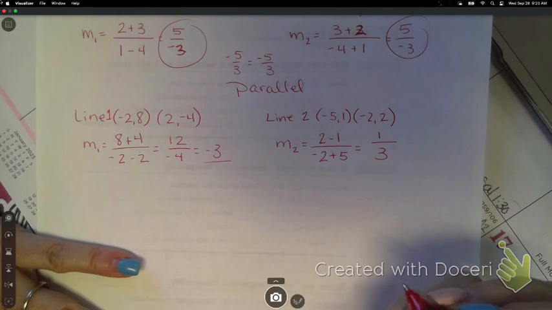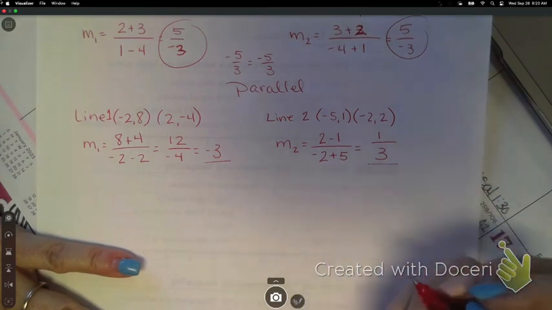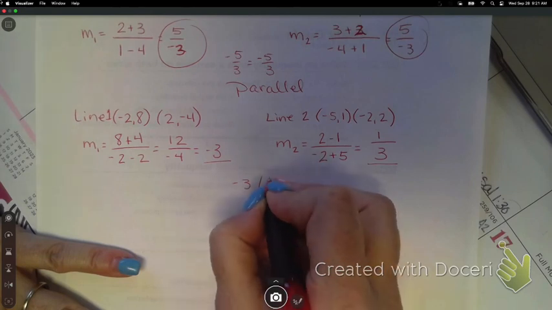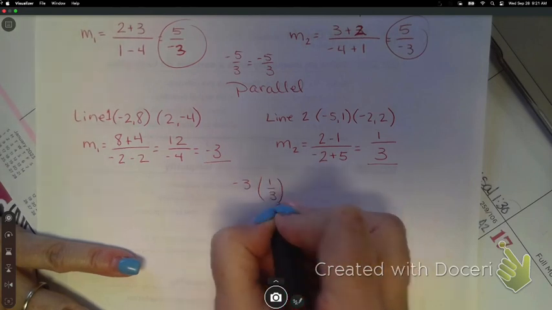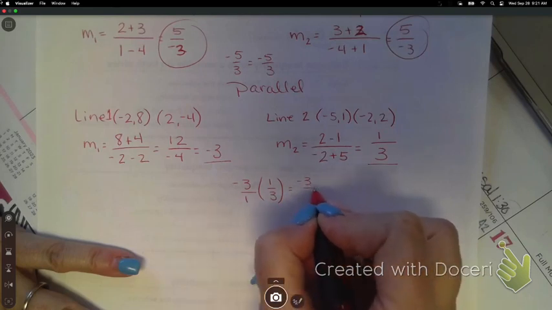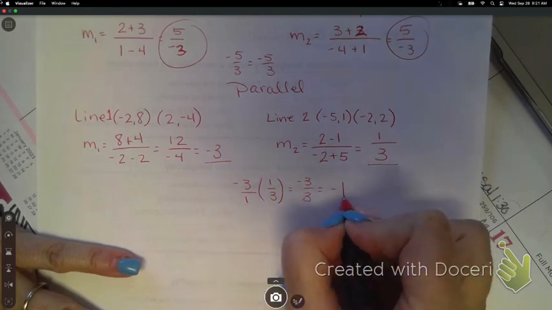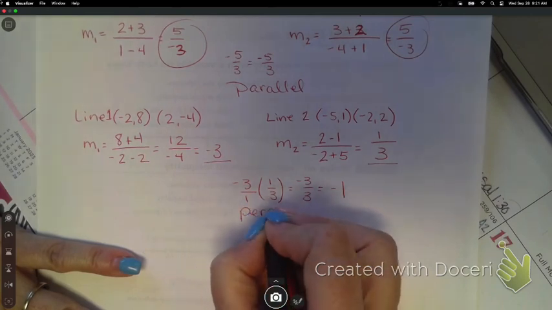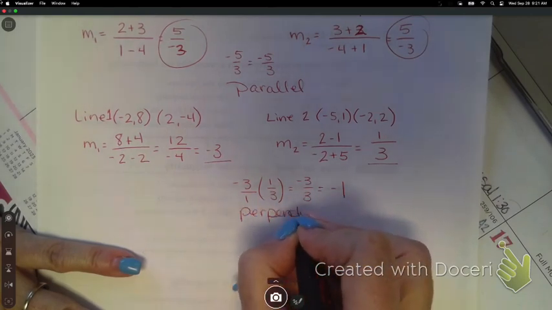Okay, so I got -3. Did you guys get -3? Yes, sir. And 1/3. Yes, sir. So remember, the product has to equal -1, yes? There's a 1 here. So I get -3 over 3, so I get -1. So these two lines are what? Perpendicular.